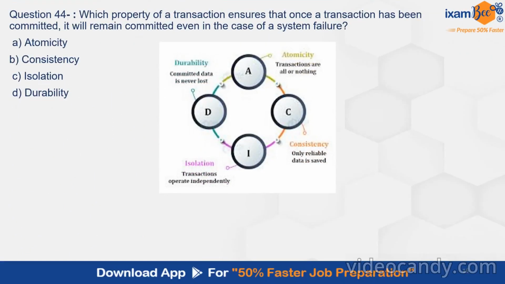Question number 44. Which property of a transaction ensures that once a transaction has been committed, it will remain committed even in the case of a system failure? A. Atomicity, B. Consistency, C. Isolation, and D. Durability. And the correct answer is D.